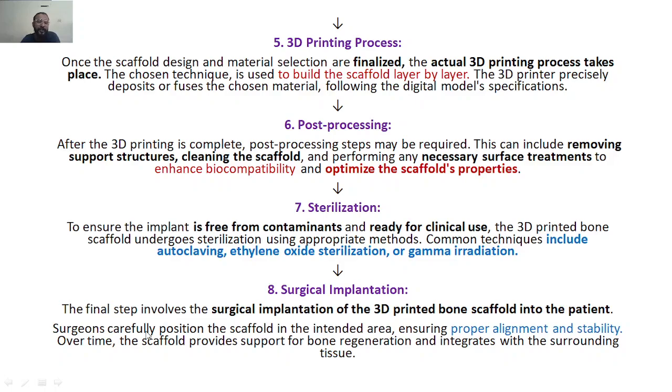Now surgeons carefully position the scaffold in the intended area, so they ensure proper alignment and stability, so that over time the scaffold provides support for bone regeneration and integrates with the surrounding tissue. That means after implanting, after surgery, it should integrate with the other cells like tissues and the muscle structure, so that it will adapt. It should be biocompatible there. Since you have used biocompatible materials, it should be biocompatible. Right? There should not be any problem. That comes under surgical implantation.